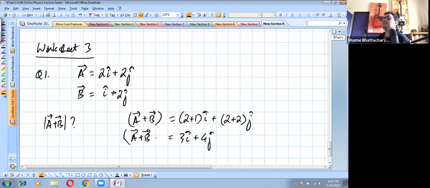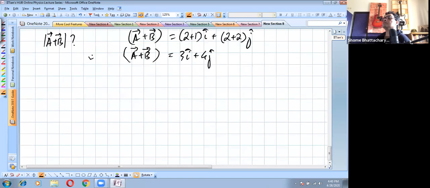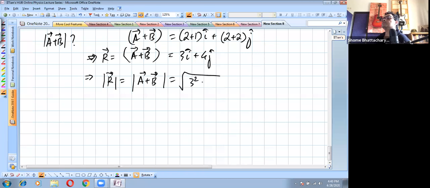Now I want to find the magnitude of this vector. So let us say this is what we call the resultant of vector A plus B. So the magnitude of that resultant, nothing but mod of A plus B, is nothing but the magnitude of this vector. So it is square root of 3 square plus 4 square. So very simple. All of you know that is 5. That is why the answer to this was 5.